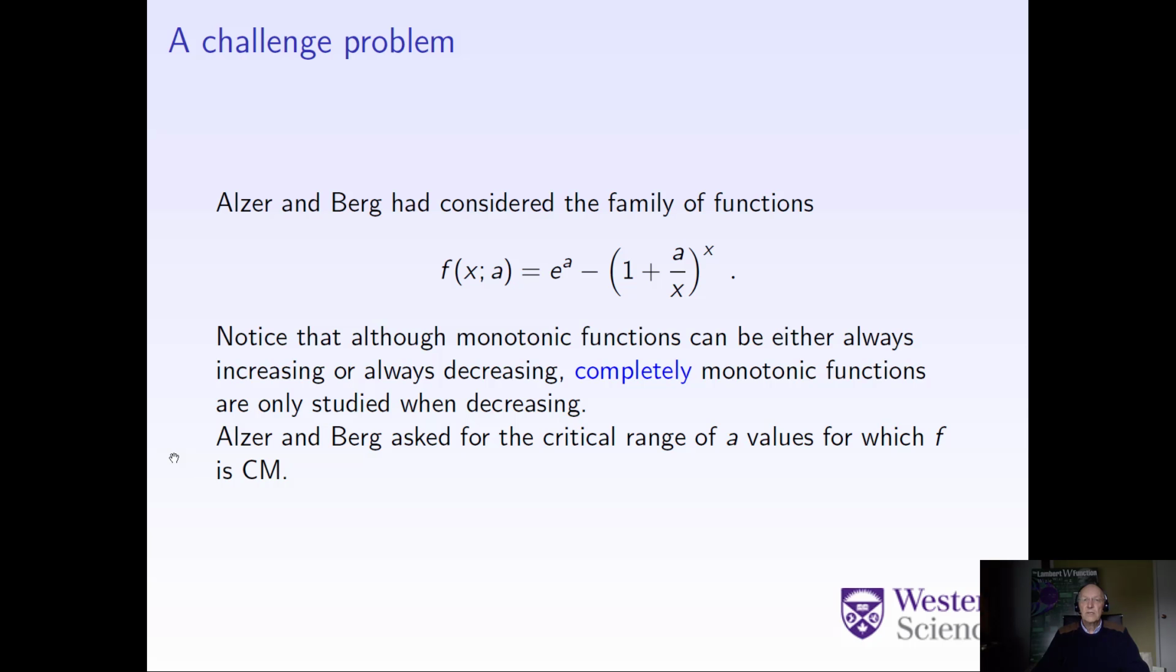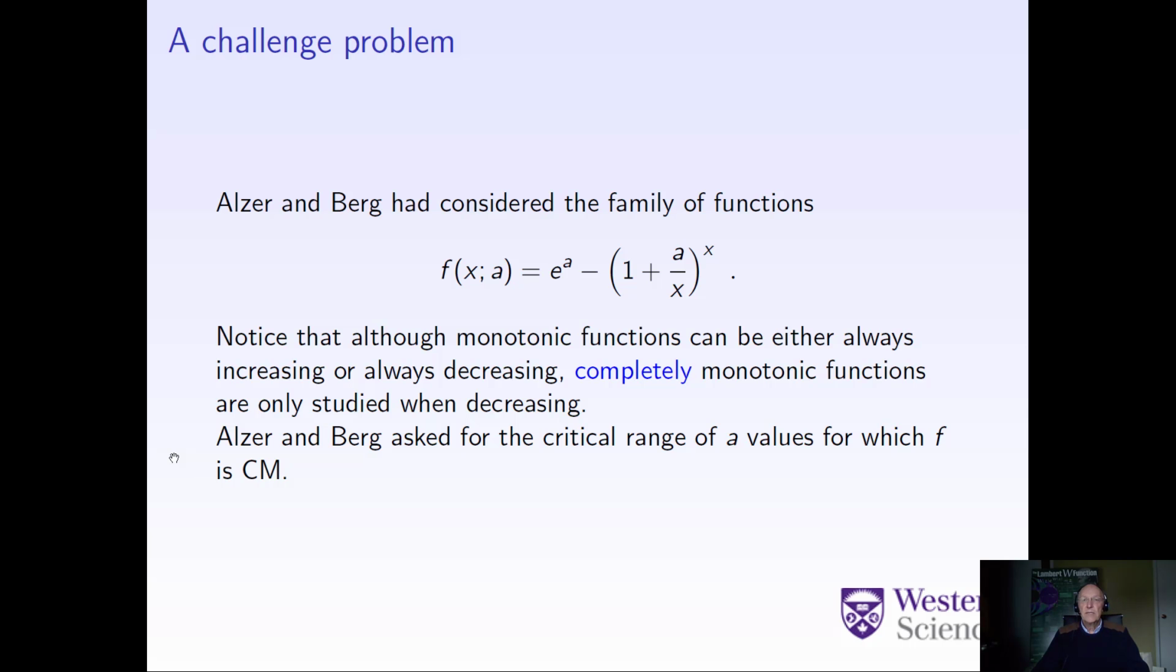Alzer and Berg proposed a family of functions, as you see here. The question is, for what values of a will this function f be completely monotonic with respect to the variable x? If you look at it, you will recognize 1 plus a over x to the x. You may remember that from your first year calculus limit questions when, as x goes to infinity, that 1 plus a over x to the x in the limit equals e to the a. So here we have e to the a, the limit point, minus 1 plus a over x to the x.